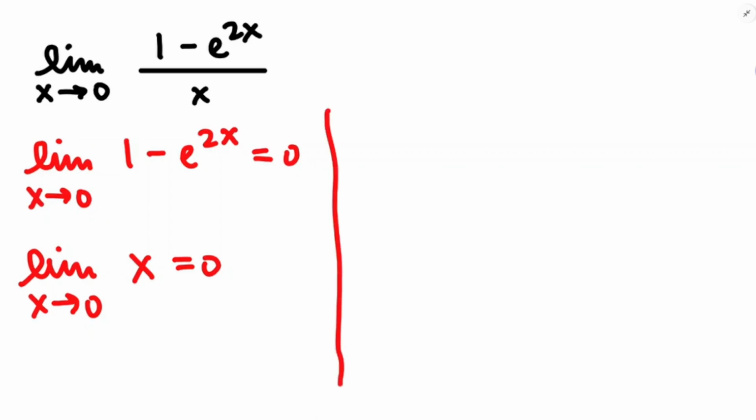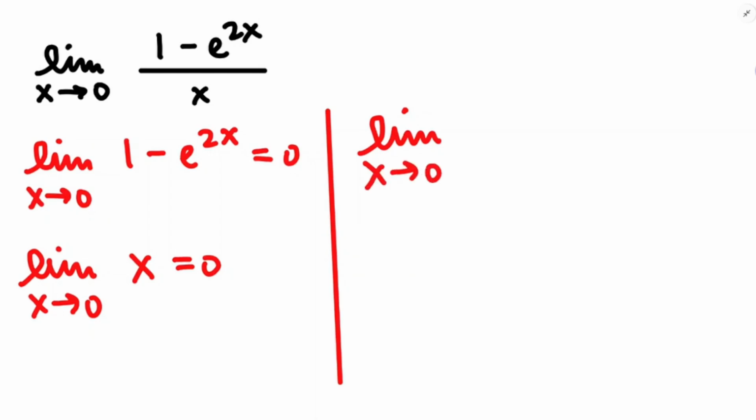Okay, I'm going to come in, and to the right of that, I'm going to rewrite my limit, and that will be the limit as x approaches 0. I take the derivative of the numerator. I'm going to get 0 minus 2e to the 2x, and that's where that negative 2 is going to come in. Divide by the derivative of x, which is 1, and then reevaluate.